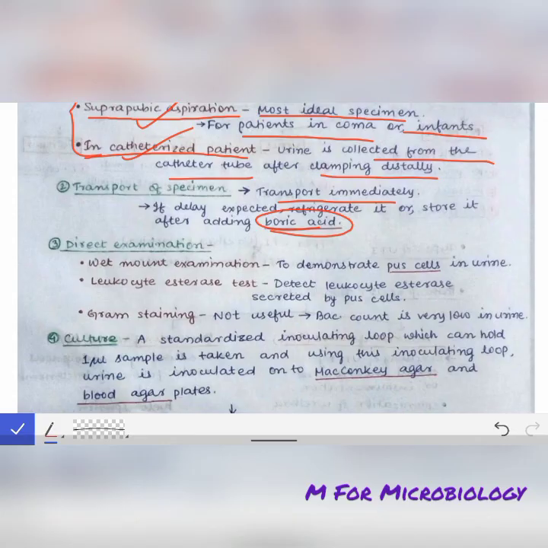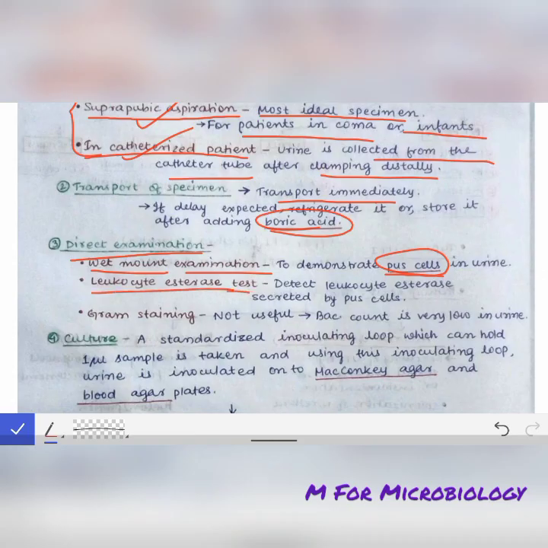Next is the direct examination. Once we have got the sample, first we go for the direct examination. There we produce a wet mount and examine it under the microscope. This wet mount examination is to find the pus cells in the urine.